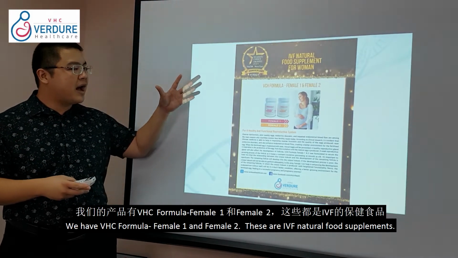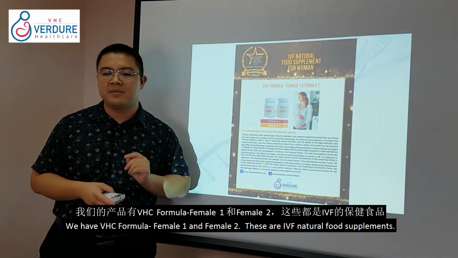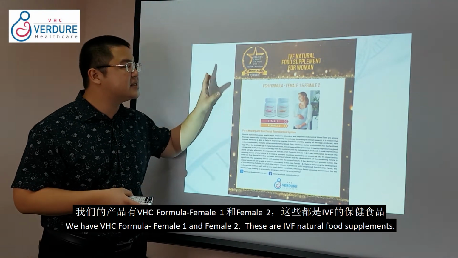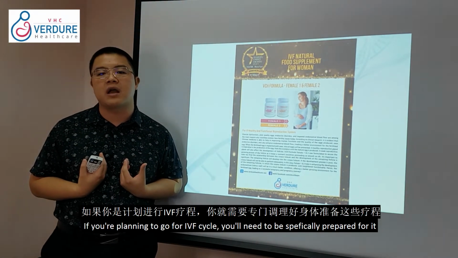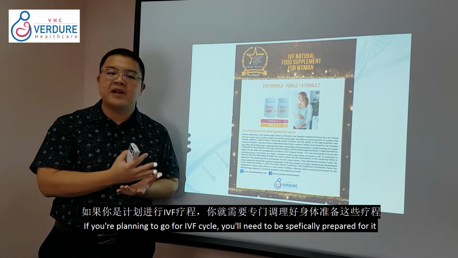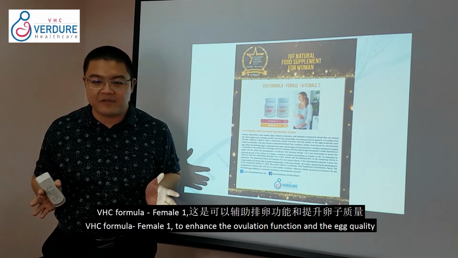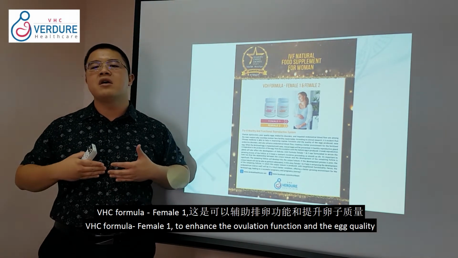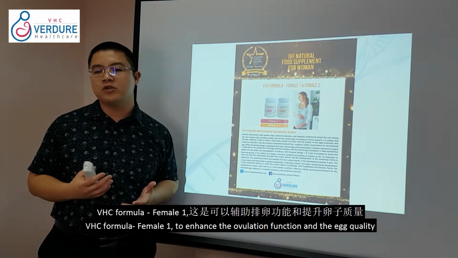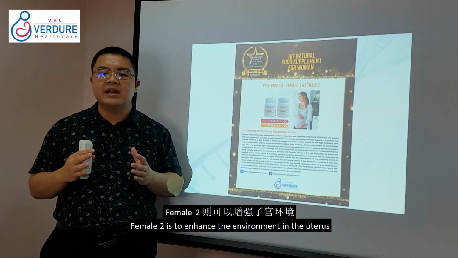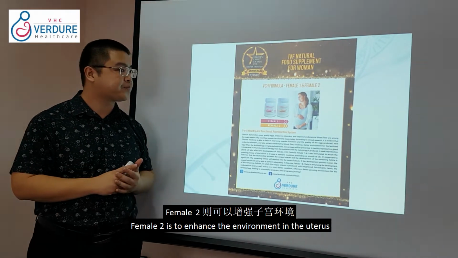Under this category, we have the VHC Formula Female 1 and Female 2. This is the IVF natural food supplement. So if you're planning to go for an IVF cycle, you need to prepare for it specifically. VHC Formula Female 1 enhances your ovulation function and the egg quality. Female 2 enhances the quality of the internal environment in the uterus.